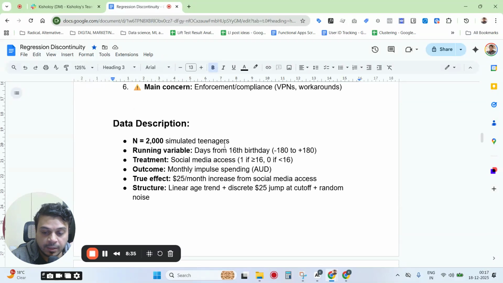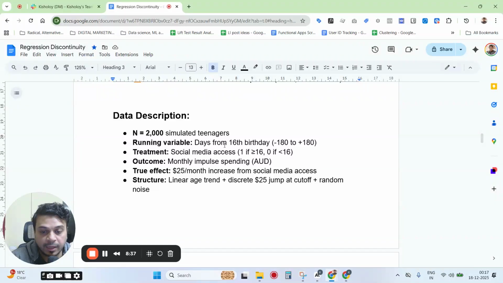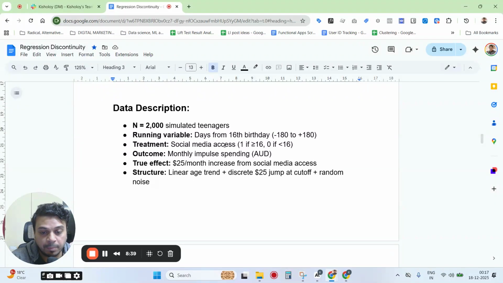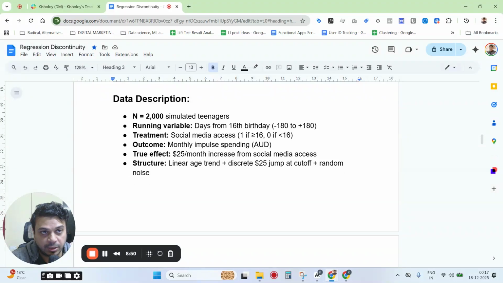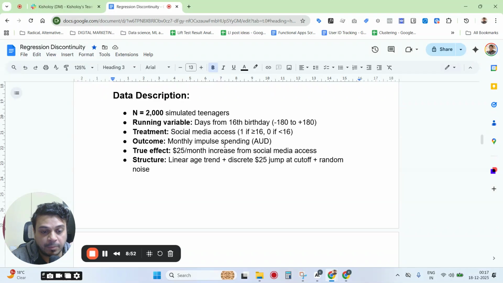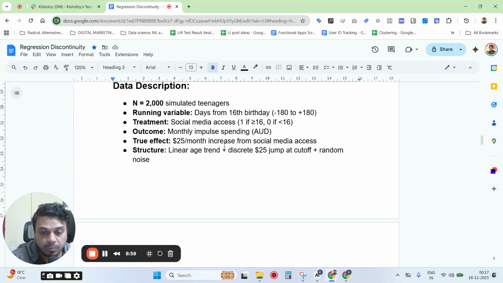So this is the simulated data that we are going to be using, n equal to 2000 simulated teenagers, and a running variable. This is a variable on which the threshold is going to be applicable. It is going to be the days from birthday, ranging from minus 180 to plus 180, so basically 6 months on either side of the 16th birthday, because that's the intervention point.